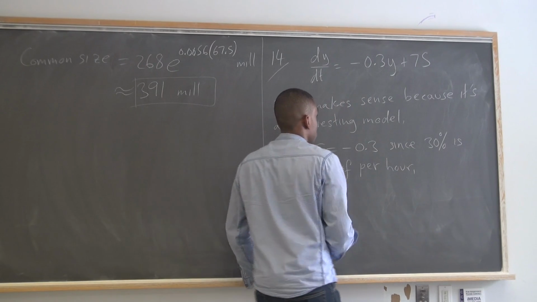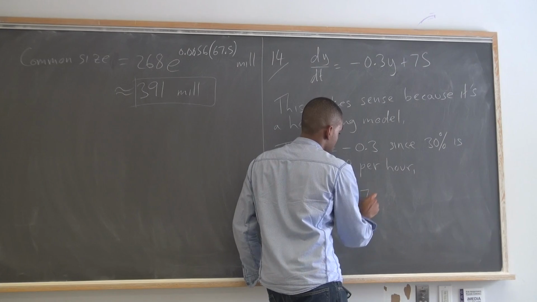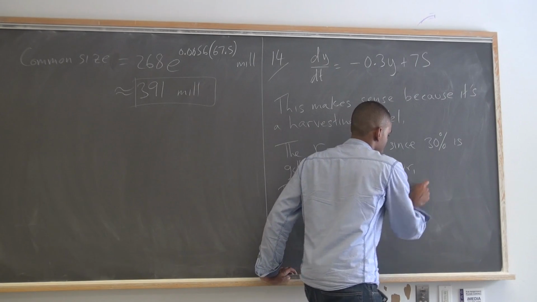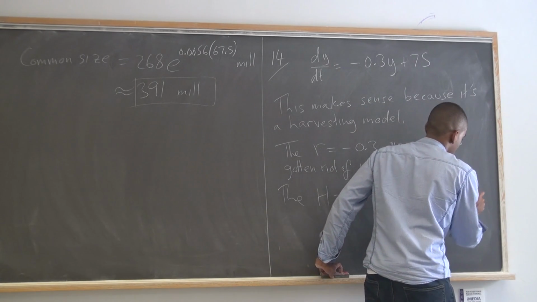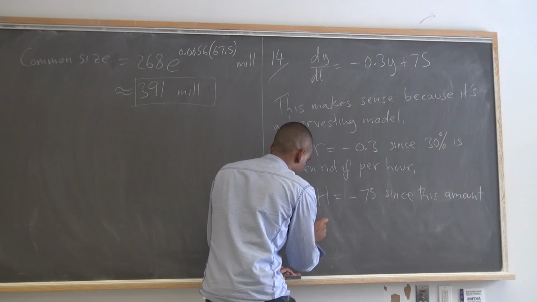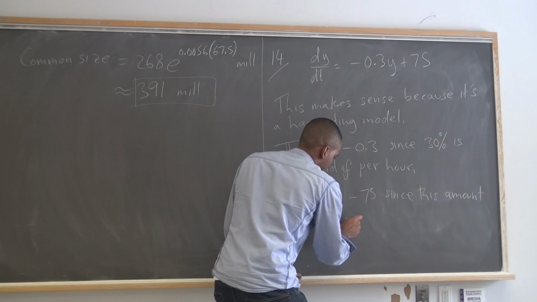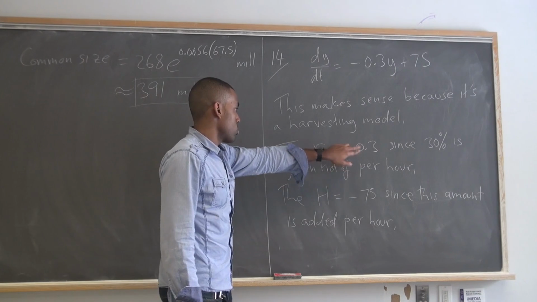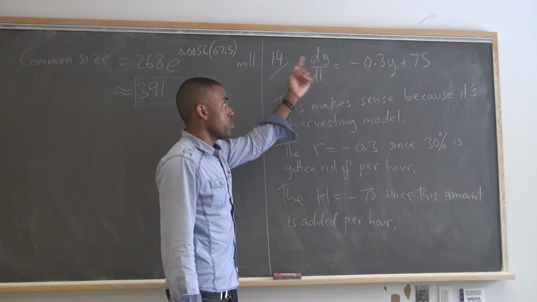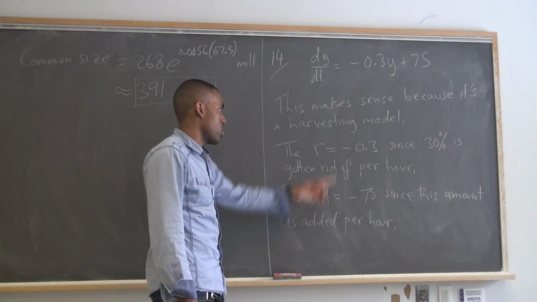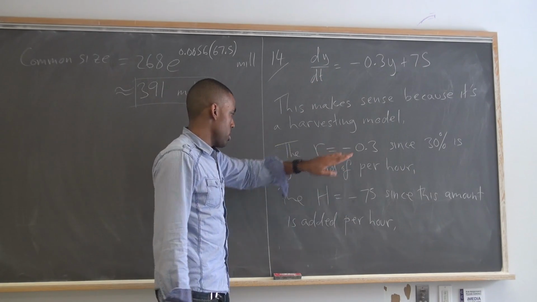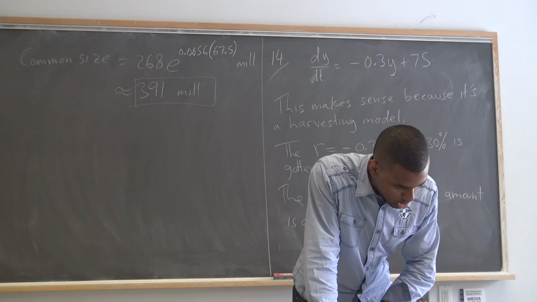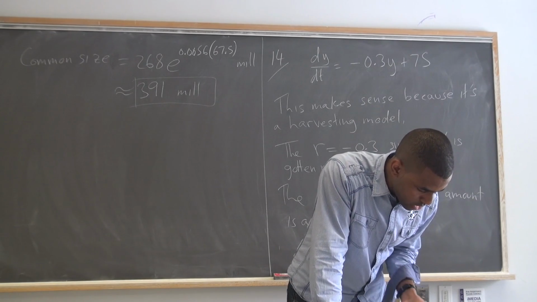The H is, technically it's a minus 75, which in our general formula would make it a plus 75, since this amount is added per hour. So it's a constant addition, so the rate of change is 0.3, and this is your H. When you plug it in the harvesting model, you end up with that equation. So it's the amount of what rate it's changing at naturally, and you're adding this from an external influence. It's just the harvesting model. And so you get that differential equation.